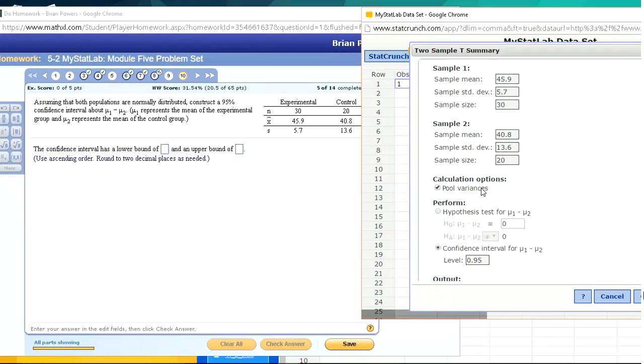Now this option about pooling variances means, if under... no, that's not going to affect our confidence interval. But for hypothesis testing, if the null hypothesis is that the two populations are actually one and the same, then you would essentially calculate what's called a pooled variance. You would take the two sample standard deviations and kind of merge them together into one other number, which would be the pooled standard deviation.